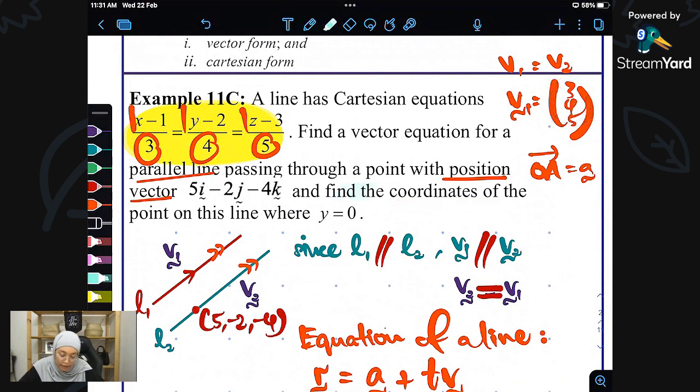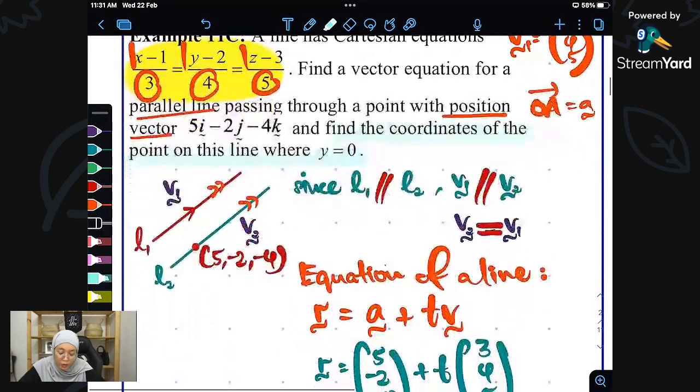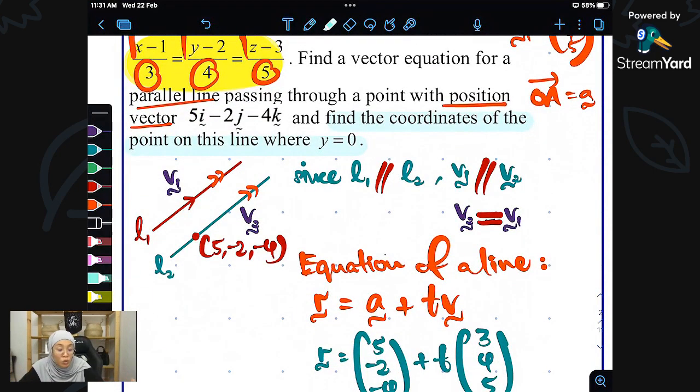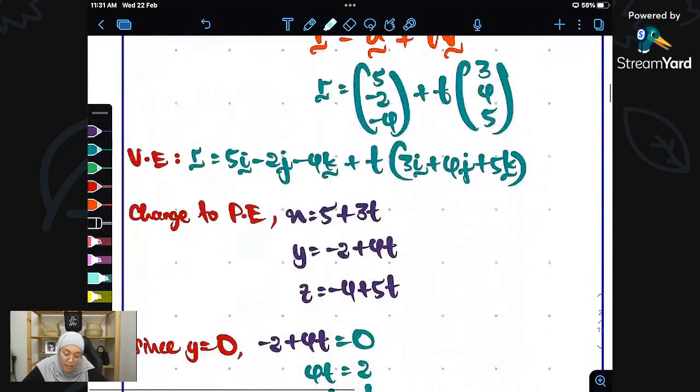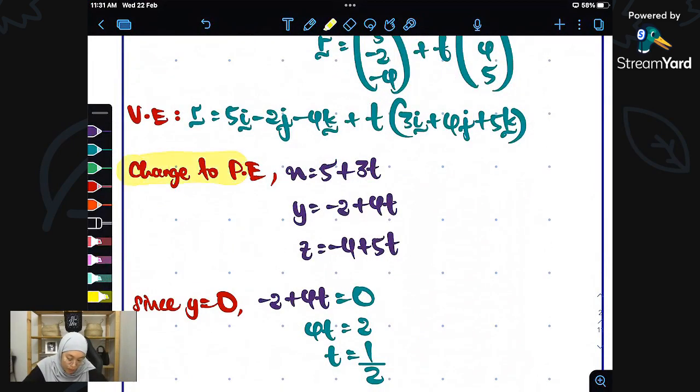And then kita kena cari coordinates ni. Soalan yang terakhir adalah find the coordinates of the point on this line where y is equals to 0. Di manakah y, kedudukan y is equals to 0? Yang ini yang kita kena cari. So macam mana nak cari kedudukan y is equals to 0? Senang sahaja, change to PE. First step is change to PE. Step yang pertama, change to PE.